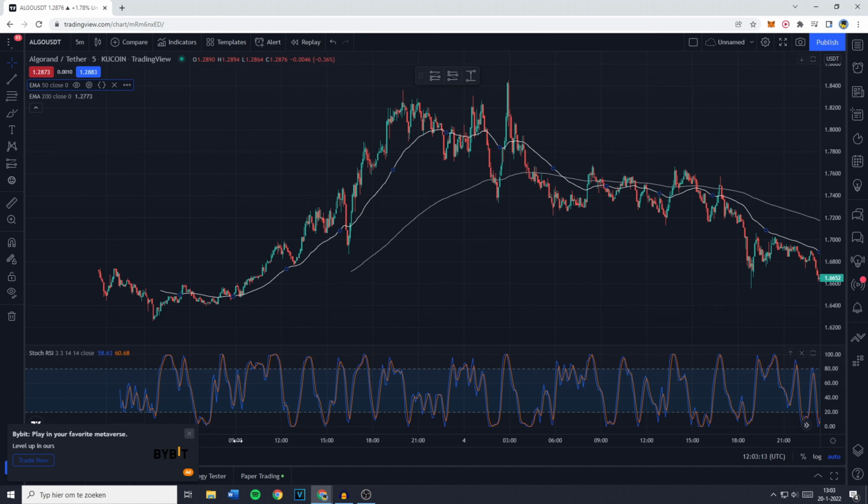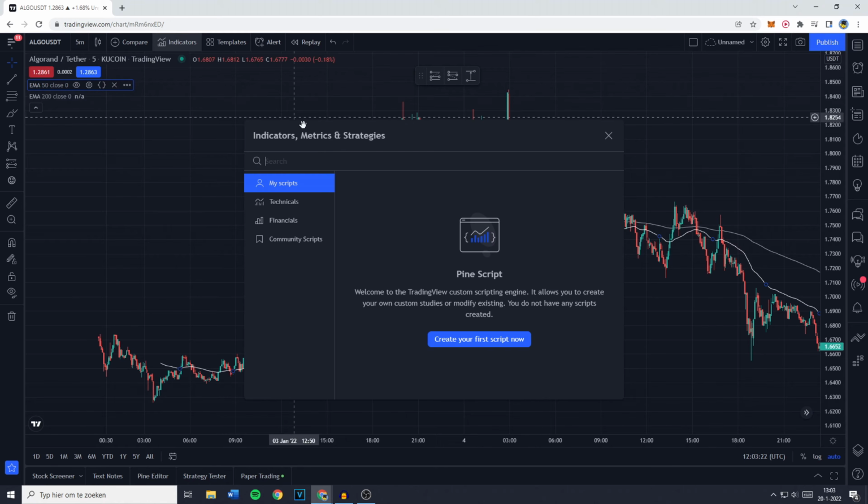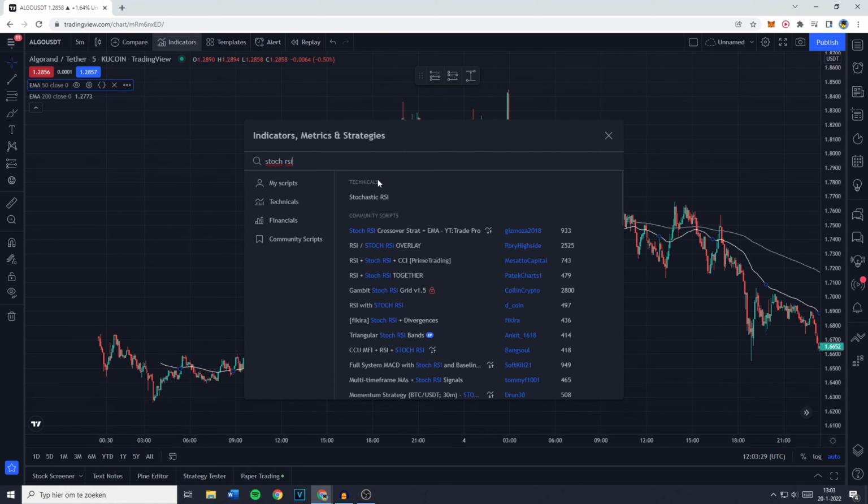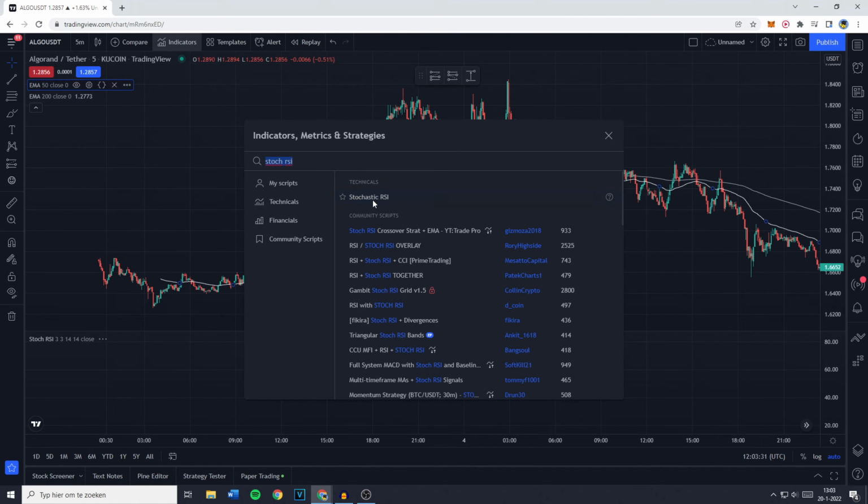Now the next thing you want to install is the stochastic RSI. I've already installed this, but what you just need to do is to go over to indicators and search for stock RSI. You'll then see the technicals, and you want to click on stochastic RSI.